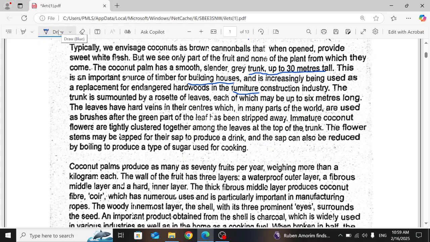So we have got the answer to the first question. We should read it further so that we may identify whether we can get other answers or not. The trunk is surmounted by a rosette of leaves, each of which may be up to 6 meters long. The leaves have hard veins in their centers, which in many parts of the world are used as brushes after the green part of the leaf has been stripped away. Immature coconut flowers are tightly clustered together among the leaves at the top of the trunk. Now we have the flower part, and we also saw the flower part in the question sections.